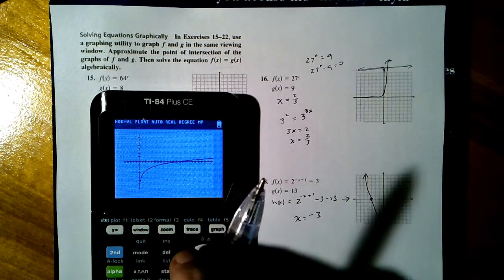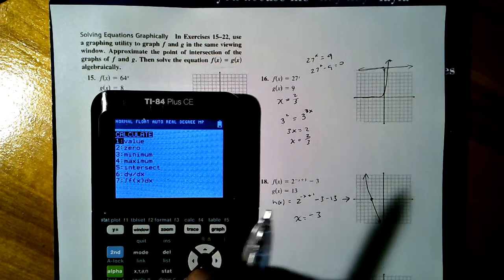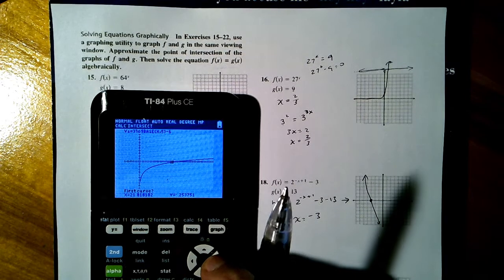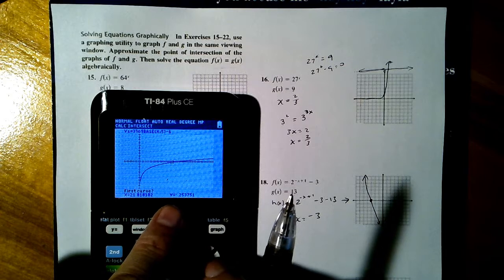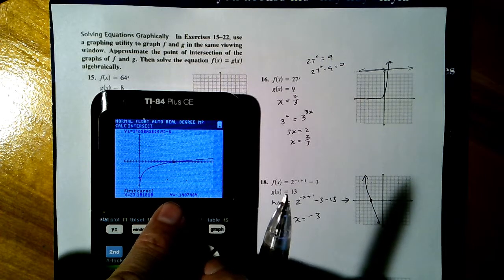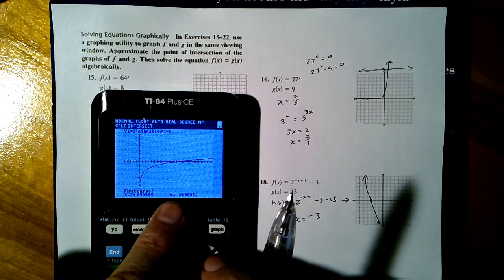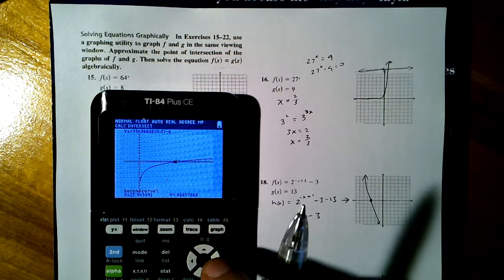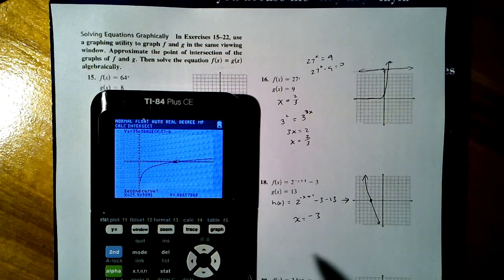So second calc, intersect. Make sure you stay to the left of the 0. Look, my y is negative here. All right, getting pretty close. So I'm going to stamp enter there. Step over it till the y is positive. Hit enter, enter, and we get.